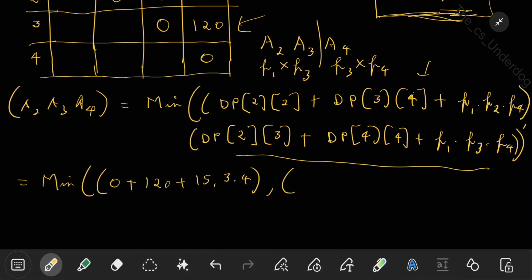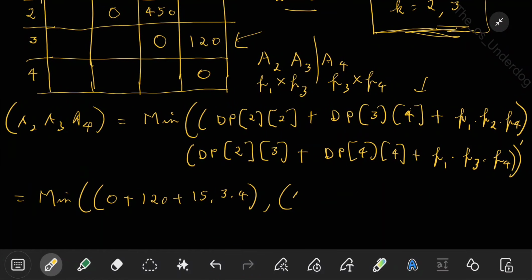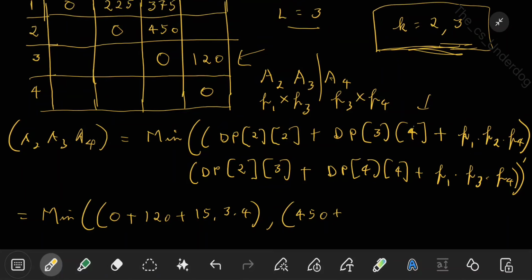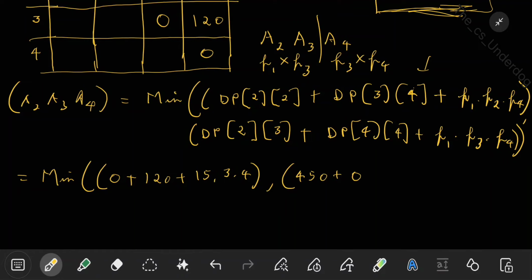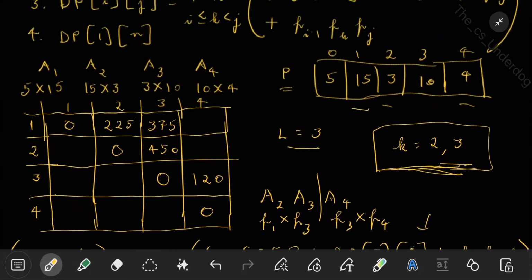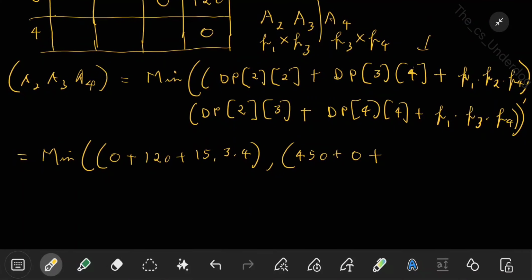Then what is the second one? This part, dp23. dp23 is here, it is 450 from this table. So dp23 is 450 plus what is dp44? dp44 is 0, plus P1 into P3 into P4. If you go here, what is P1 into P3 into P4? It is 15 into 10 into 4. Let us complete this calculation. Minimum of, what is this?